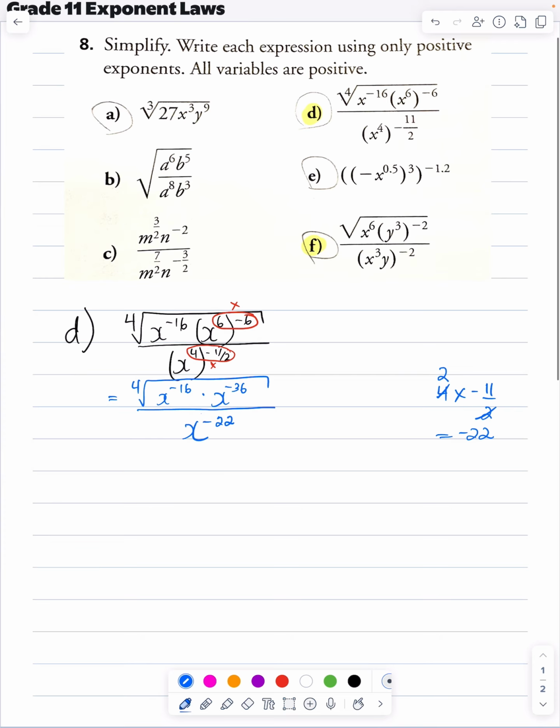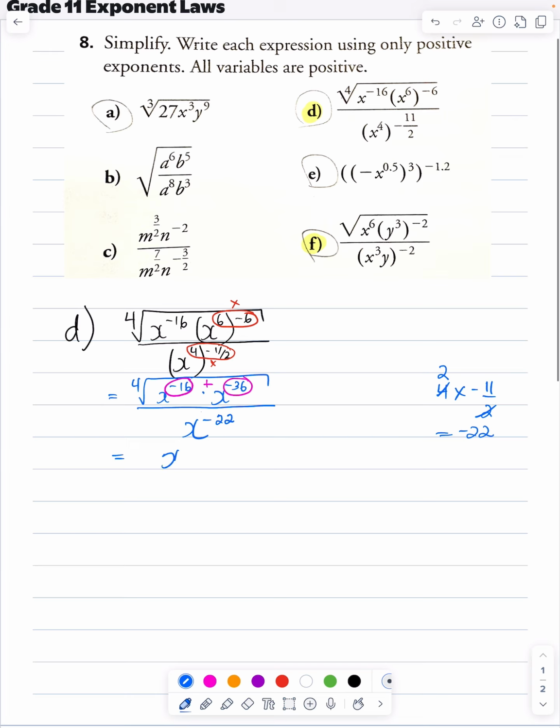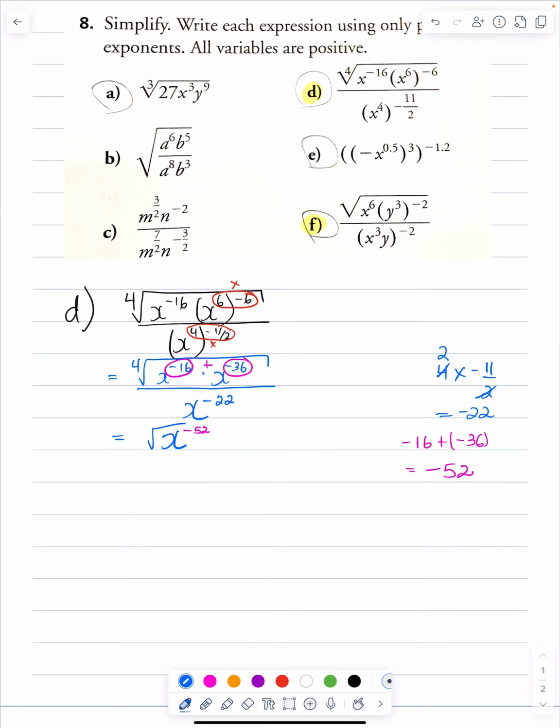Moving along, I can take these two exponents and add them together because we have the same base. So x, and then I add them here, negative 16 plus negative 36. Together, that's going to give me negative 52 in the numerator. Negative 52 is my exponent. I'm going to have the fourth root, and then x to the negative 22 here.